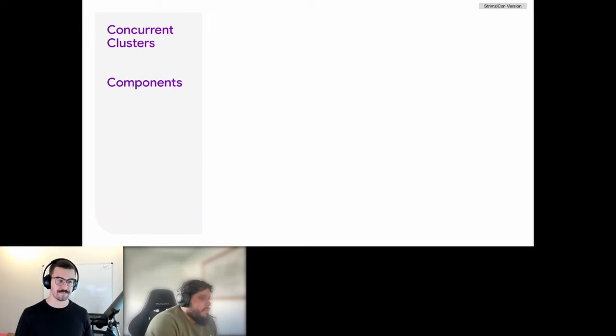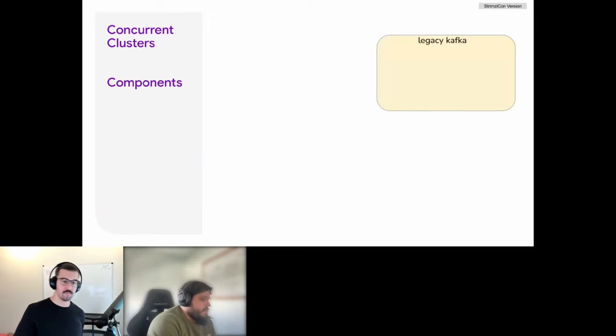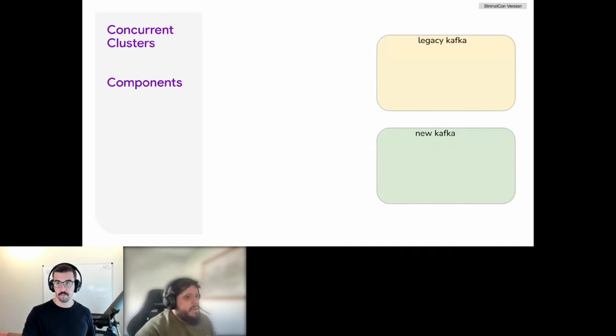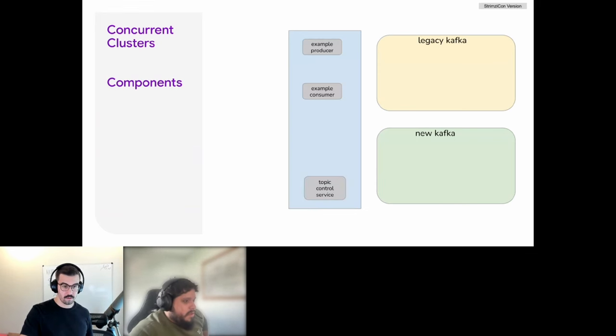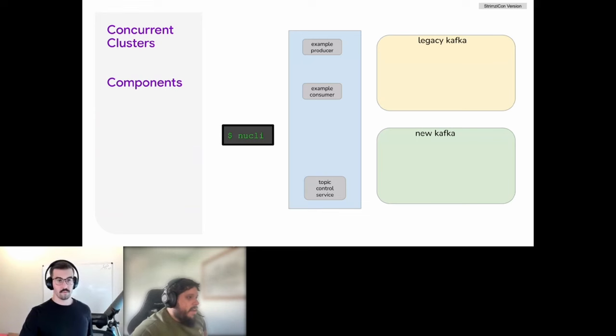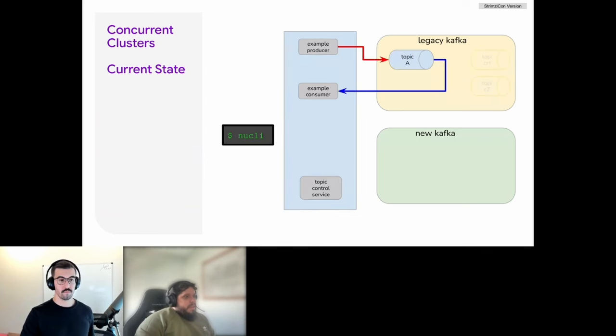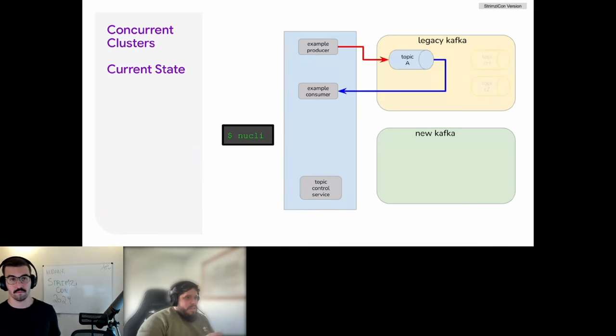So here are some of the components involved in the solution. The first one is the legacy Kafka. We call the old Kafka legacy, the new Kafka, the producer, the consumer, and also a service that controls the topic configuration called France, and also Nucli, a CLI solution we have inside Nubank.